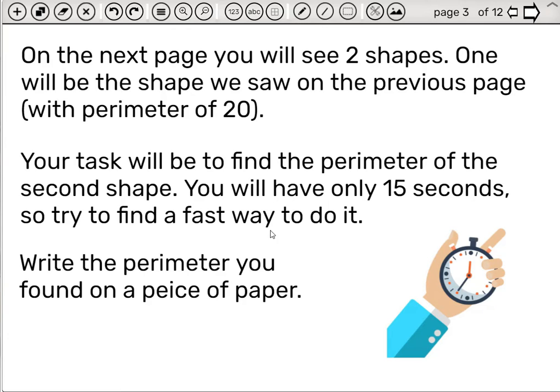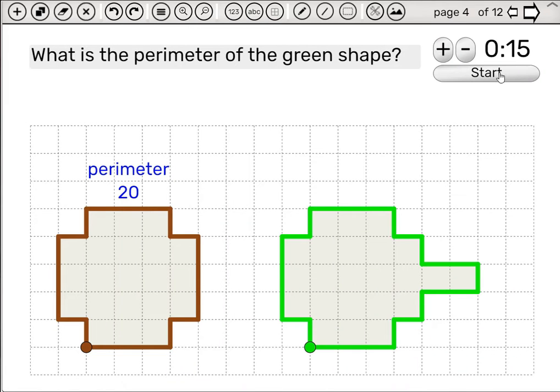Now, the fast way we are referring to will be to focus on the difference between the shape with the known perimeter of 20 and the new one. Let's see the question and click Start. It's interesting to see what students will try to calculate the perimeter like this, going over the whole shape, and what students will try to look at the difference between the 2 shapes.